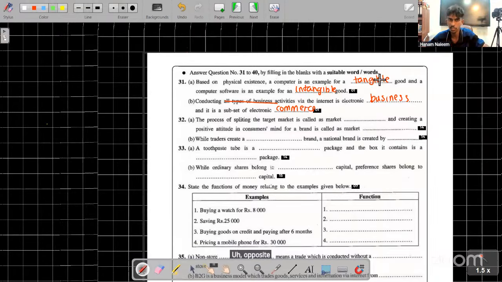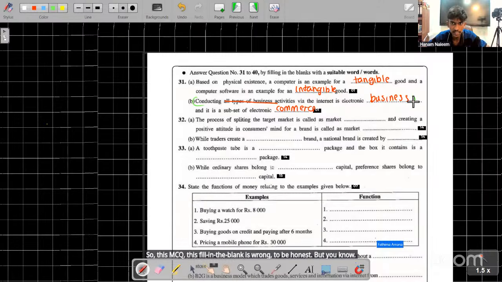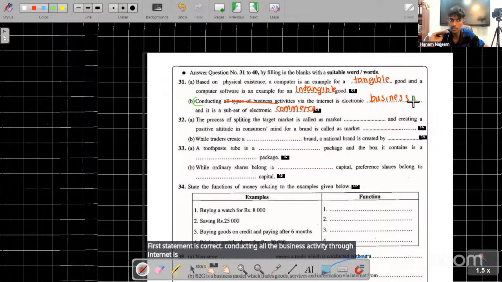Opposite. So guys, be careful. This MCQ, this fill in the blank is wrong, to be honest. But the first statement is correct. Conducting all the business activity through internet is called what? E-business. That is right, we know that. That is solid. But the second one is wrong.